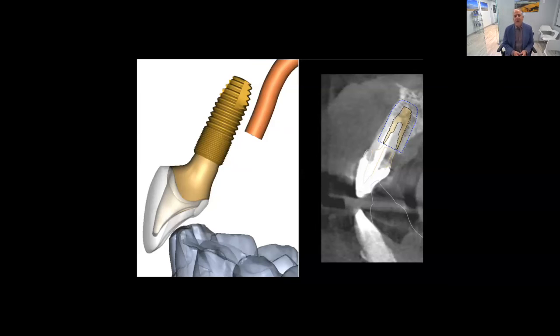Okay, so here's the incisive canal. And what we did here, because I wanted to test having a custom abutment fabricated ahead of time. And what you'll see is there's really an exaggerated emergence profile, and I'll explain to you why that's so.